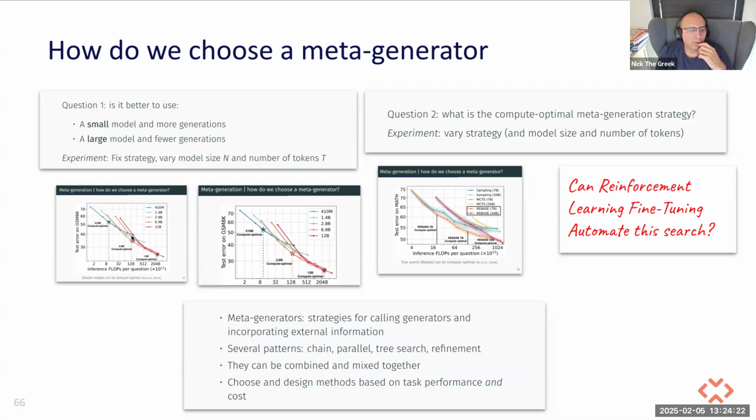These are the points of compute optimal, but you also evaluate the test error on this specific benchmark. And the second question is, what is the compute optimal meta generation strategy? And then obviously, once you find your model size, then you experiment with chain of thought, tree search, reflection, whatever. Now, what I don't know, and I didn't find this benchmark, is whether reinforcement learning fine-tuning can automate this search.